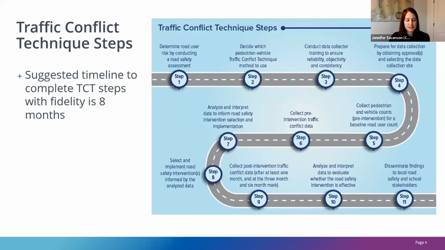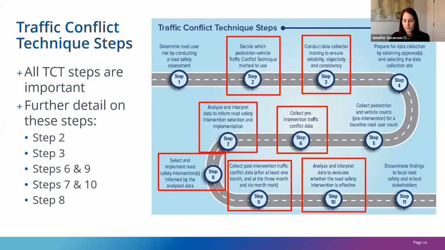The TCT steps begin with assessing existing road user risk, and then progresses to collecting and analyzing traffic conflict data to inform the selection and implementation of road safety interventions. The suggested timeline to complete all 11 steps with fidelity is 8 months. And while all of the TCT steps are important and must be implemented in order, I will provide further details on the following 7 steps.